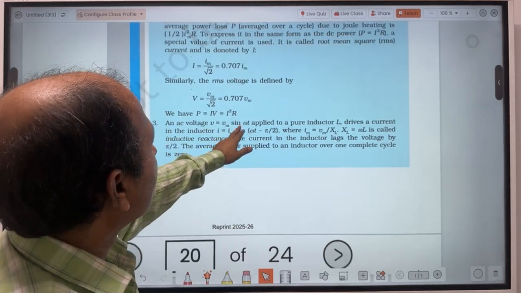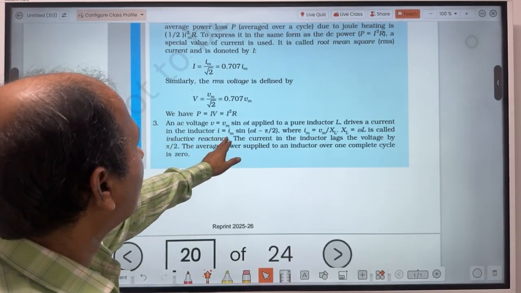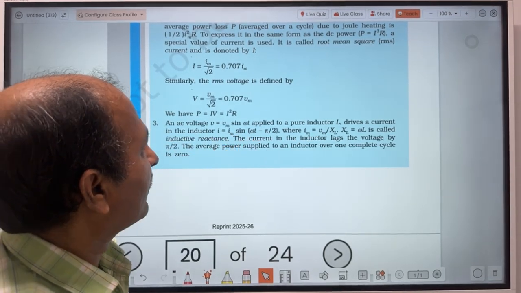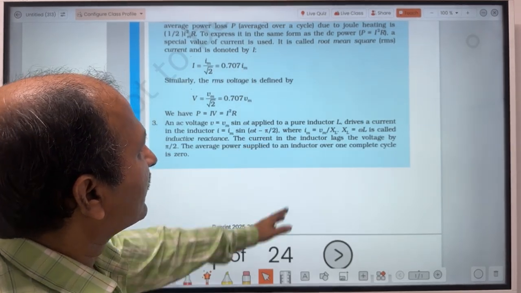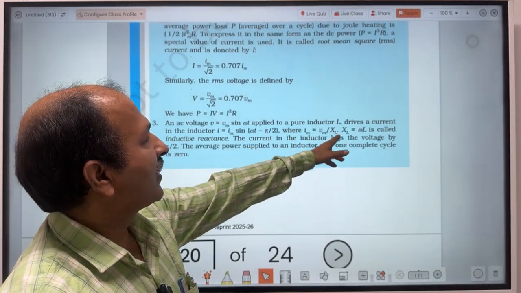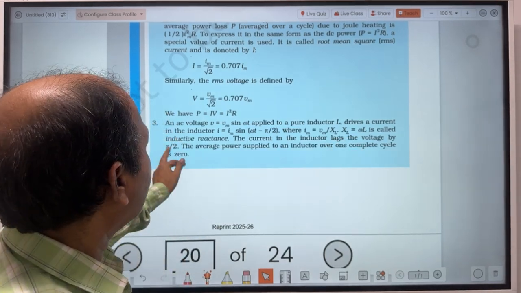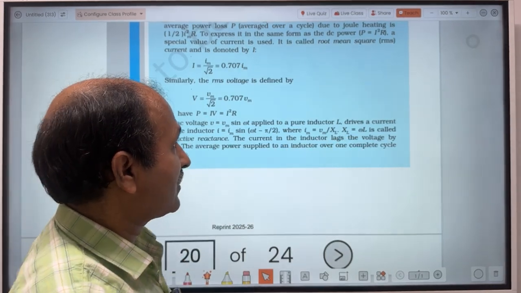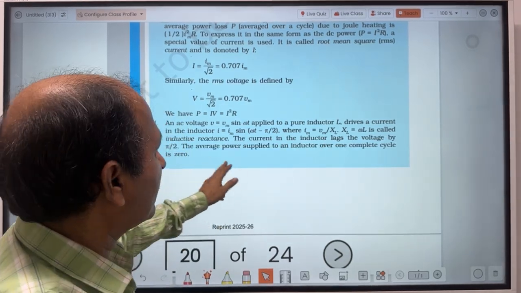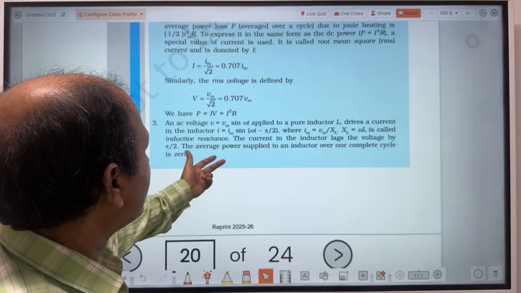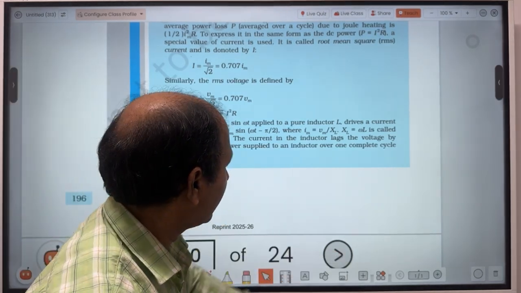Then an AC voltage V equal to Vm sin omega t applied to a pure inductor drives a current in the inductor I equal to Im sin omega t minus pi by 2. What does this mean? It means current lags voltage by pi by 2. And in this case, Im will be Vm upon XL, where XL equal to omega L or 2 pi fL. That is called inductive reactance, and the unit of inductive reactance is ohm. The current in the inductor lags the voltage by pi by 2, and we have studied that the average power supplied to an inductor over one complete cycle is 0.